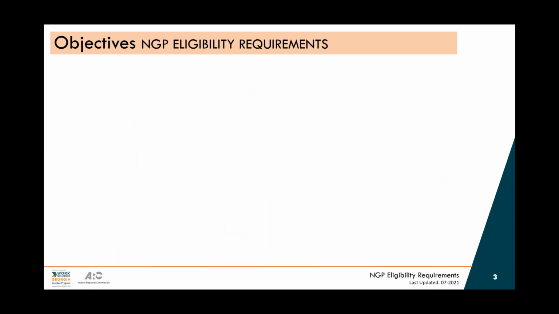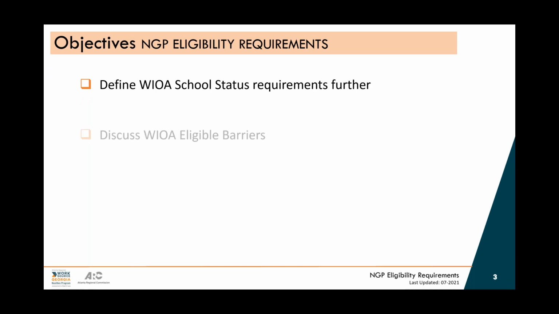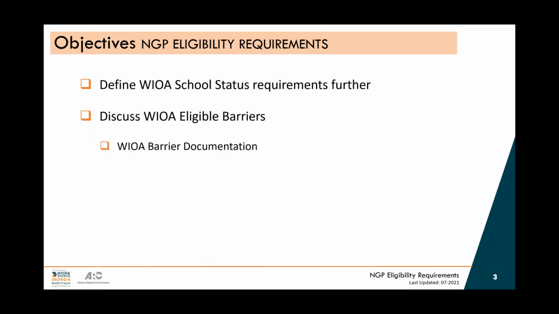So today we're going over eligibility requirements. Some of the objectives would be defining WIOA school status requirements a little further so you can understand more about the difference between being in school or out of school. Discussing WIOA eligibility barriers, specifically WIOA barrier documentation. So we'll go back to those slides, remembering that you had to have at least one of those barriers in order to be eligible. So we'll go over which documentation is acceptable.